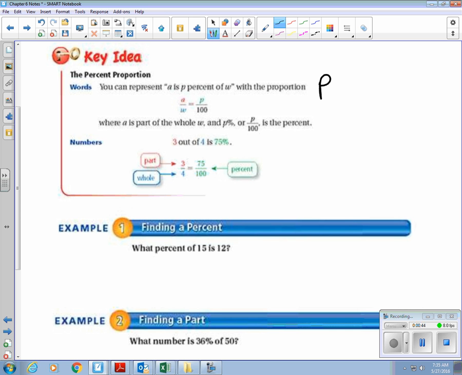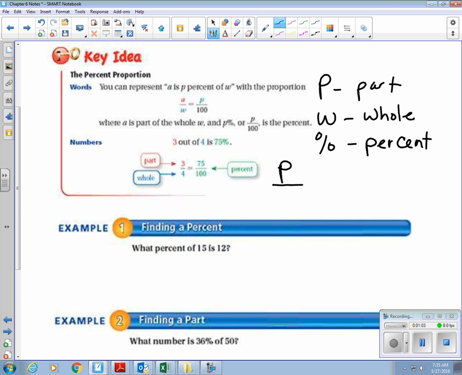P will stand for the part. W will stand for the whole amount. And then percent will just stand for the percent. So we're going to rewrite this proportion as this. The part over the whole, or the part out of the whole, is equal to the percent out of 100%. So the part out of the whole is equal to the percent out of 100.